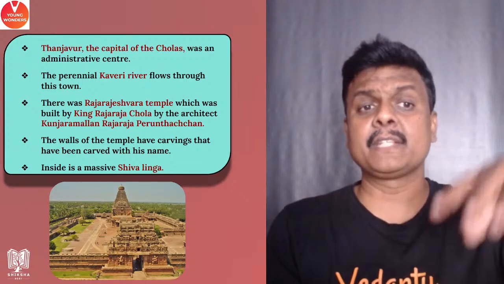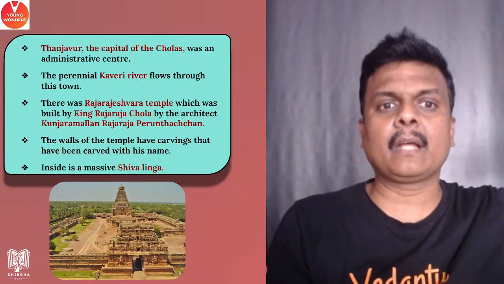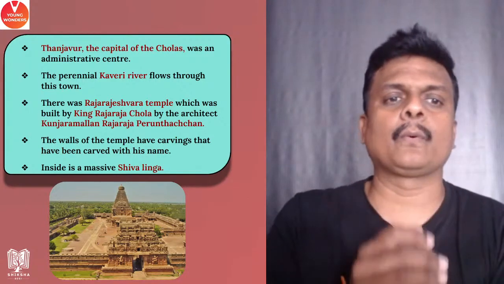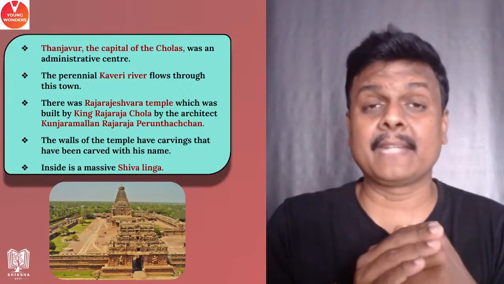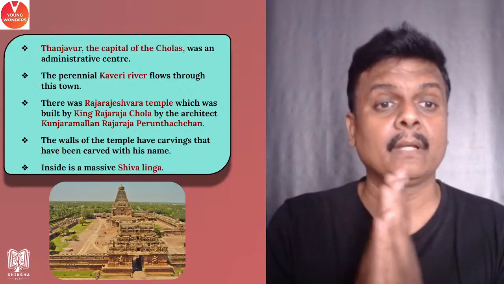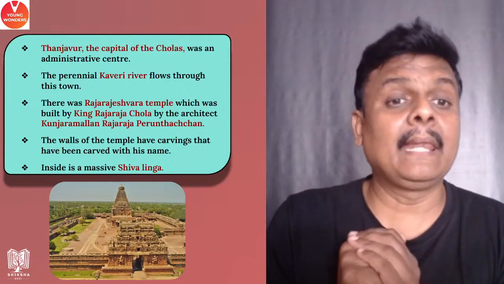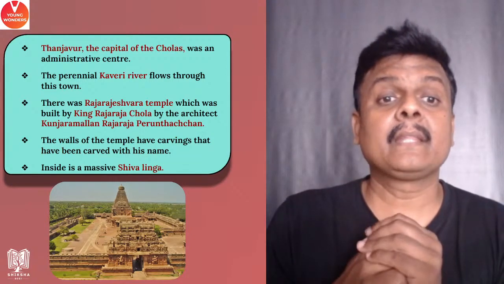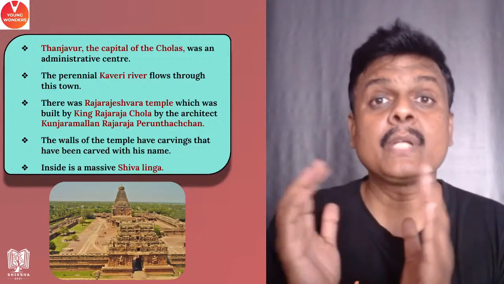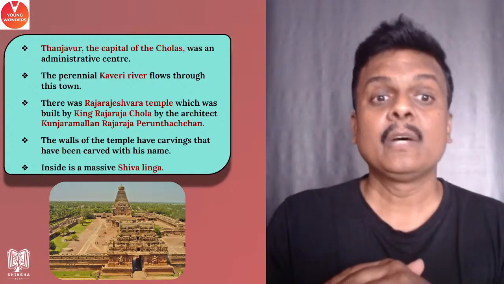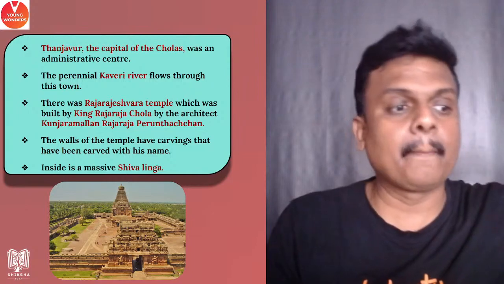And remember, the river Kaveri flows through this town. The temple was built by Rajaraja Chola, and the architect was Kunjaramallan Rajaraja Perindachan. So Kunjaramallan Rajaraja Perindachan was the architect who built this temple.